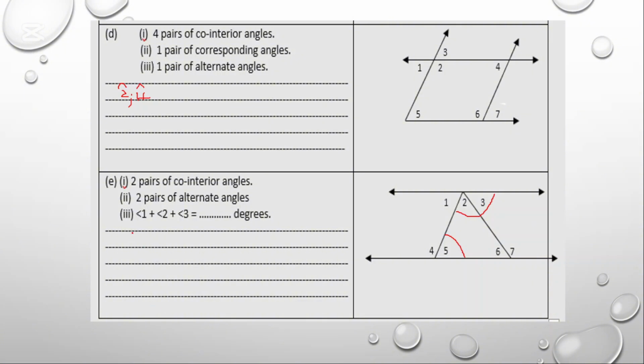Number 3, angle 1 plus 2 plus 3. Oh, they want this 3 here. How many degrees? You know the rules. Common vertex. There. 1 plus 2 plus 3 must be equal to, yes, 180.